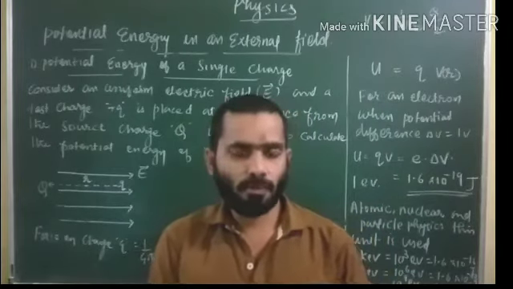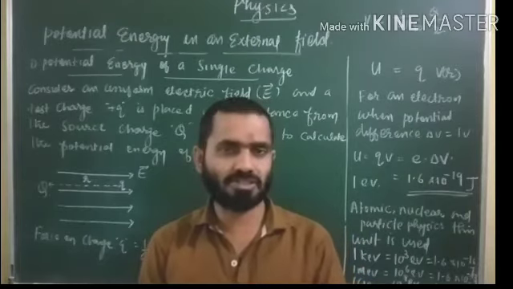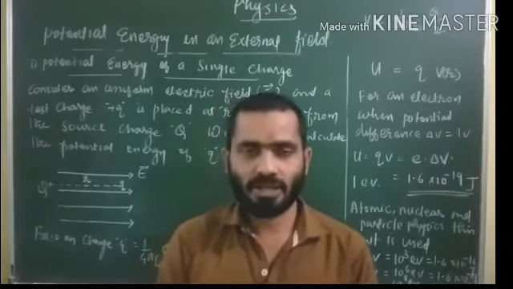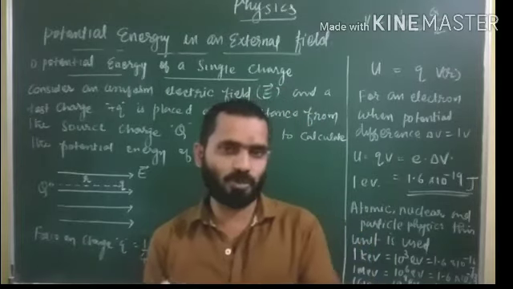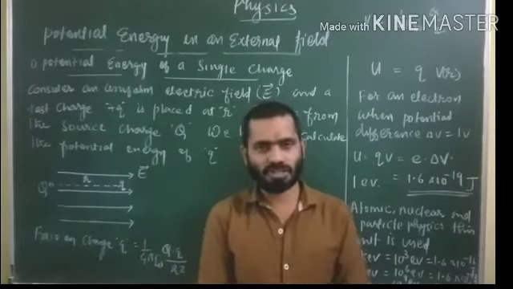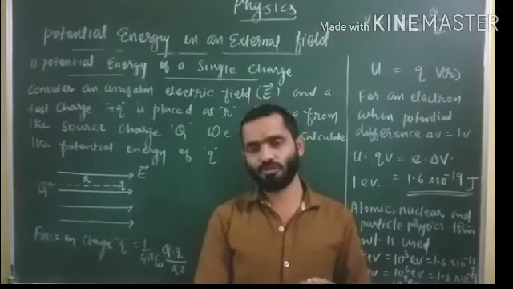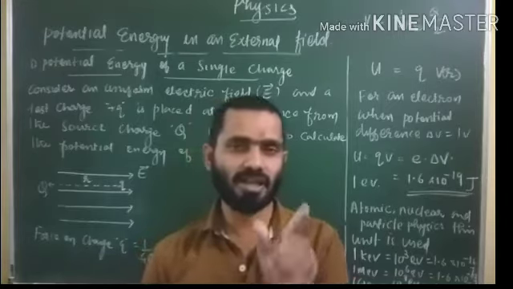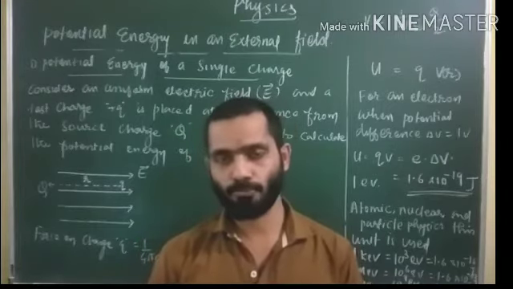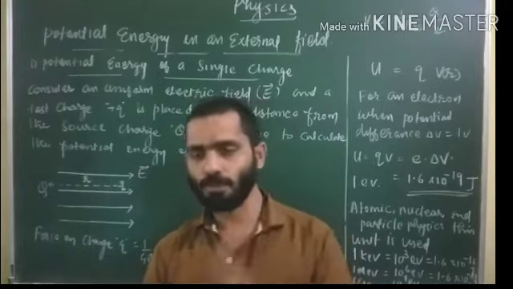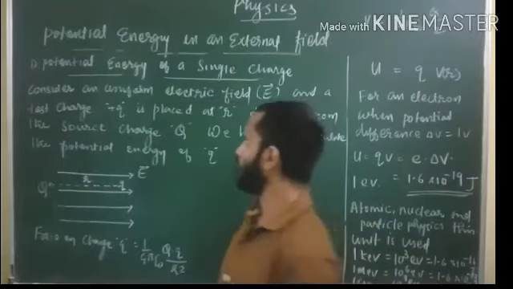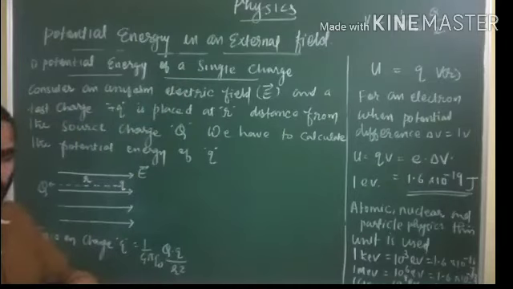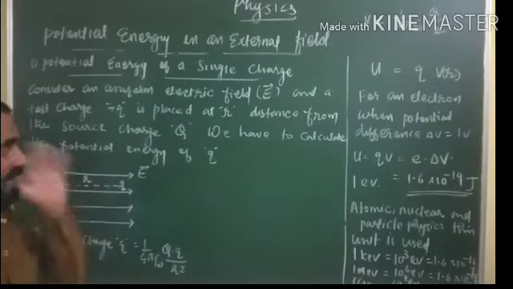One is the potential energy of a single charge when it is placed in an external electric field. Then what will be the energy of the two system of charges, the energy of three system of charges, the energy of four system of charges, and finally we have to check the energy of a dipole. So from that, number one we are going to discuss, students, is the potential energy of a single charge when it is placed in an external electric field.